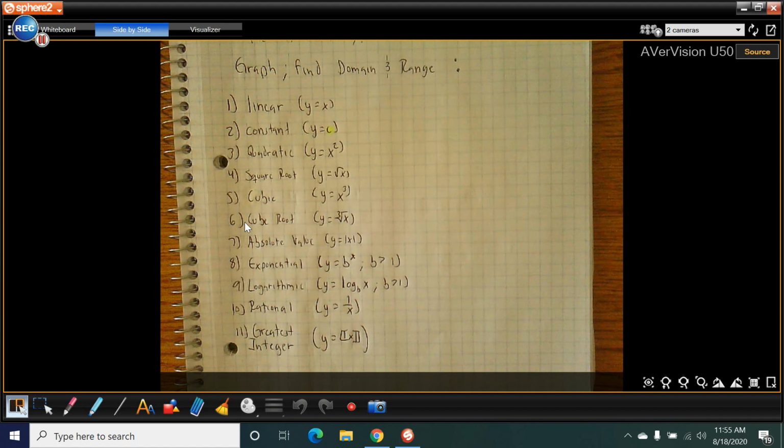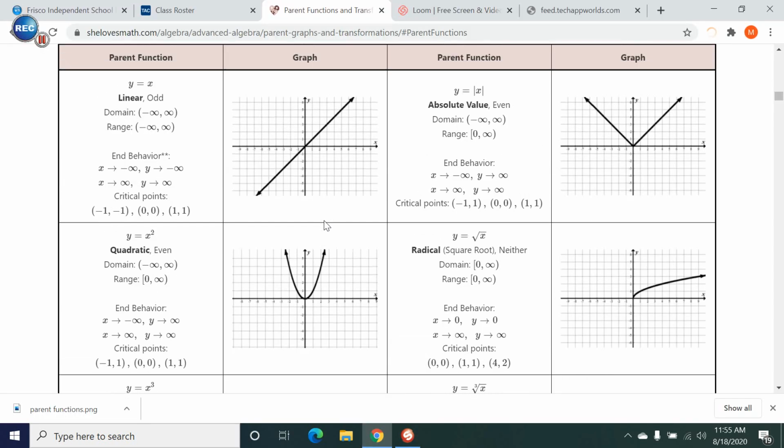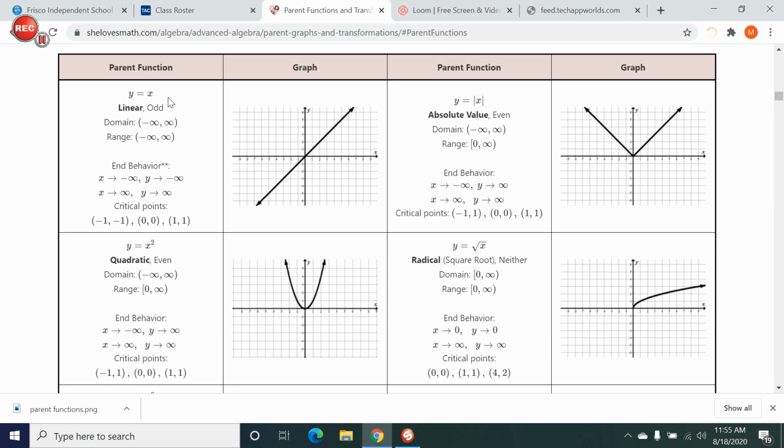Okay, I'm assuming you gave it a go, and by this point you have the graph of all 11 along with their domain and range. So let's go ahead and go over them. Here I'm going to use this document I found online to go over it. Here we have y equals x, which is a linear function. Here's what the graph looks like. Its domain and its range would be all real numbers. One thing I do want you to write down in your notes right now is that this function is considered to be odd. I will cover what that means in a future video, but I would like for you to write that down in your notes, please.